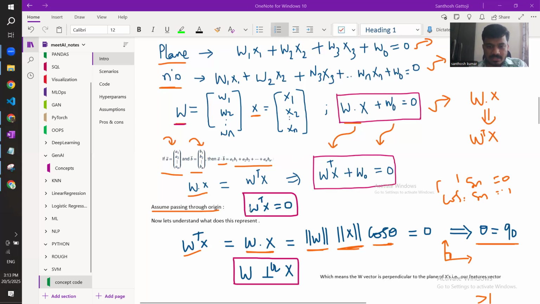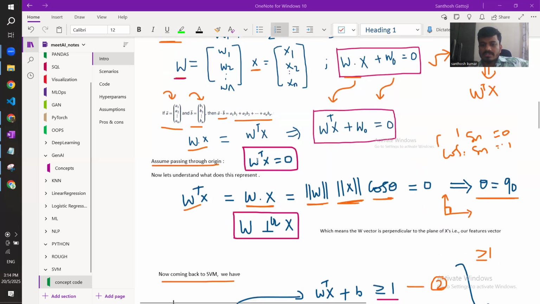Now, when we are saying W transpose X equal to 0, what does that mean? We saw that if W and X are two vectors and W transpose X equals 0, we can write this as mod of W into mod of X into cos theta equal to 0. That means if the dot product of two vectors is 0, they are perpendicular to each other. This is a simple vector rule. So when we are saying W is perpendicular to X, it means that the coefficient plane is perpendicular to the plane in which our X, the input features, is present.